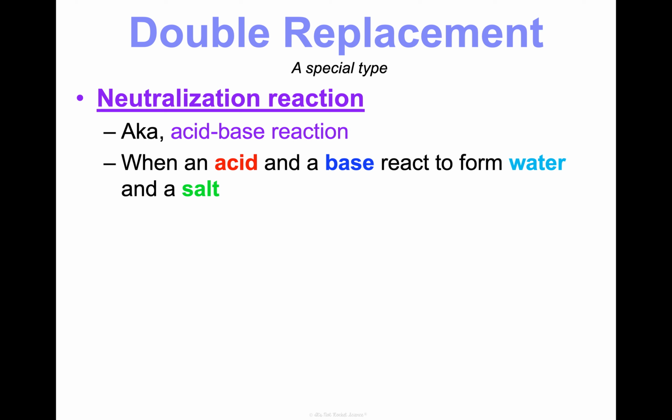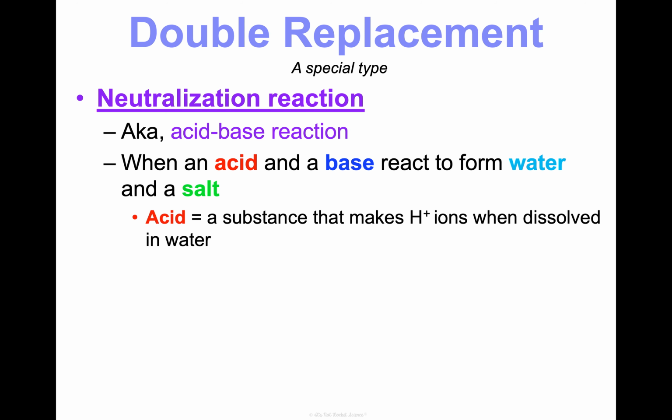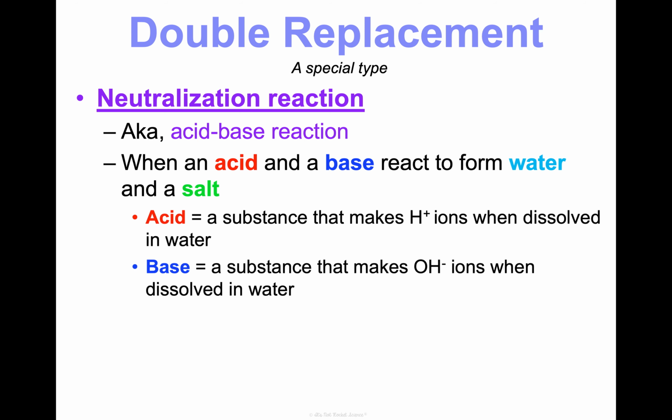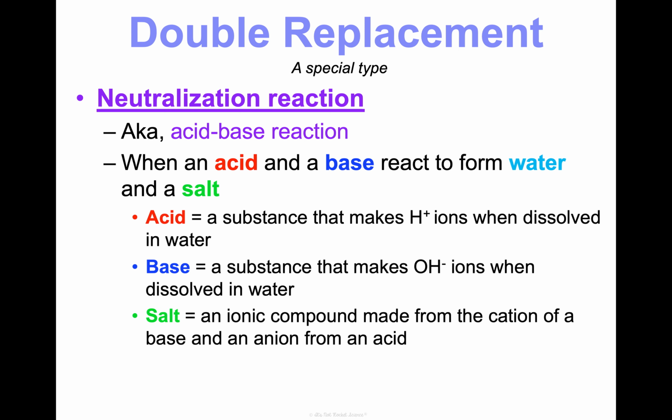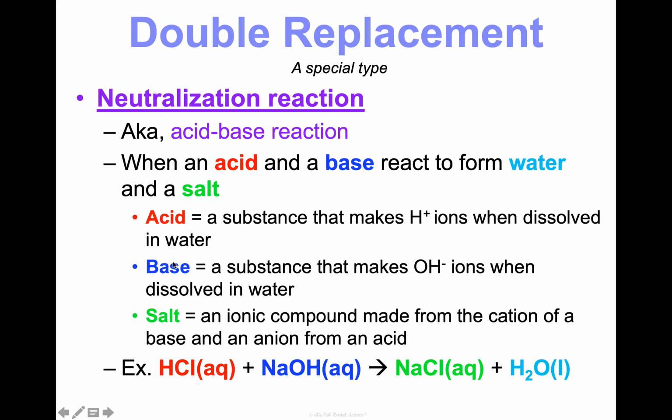One of the things that's kind of tricky about acids and bases is it's hard to define them because different people define them different ways. But I'm going to give you what I think is the simplest definition for our purposes for now, and then we'll dive into this more in Unit 9. For our purposes now, an acid is a substance that's going to make hydrogen ions when it's dissolved in water, and a base is a substance that's going to make hydroxide ions when dissolved in water. And these are also often easy to identify based on the compounds, which we'll look at in just a second. So a salt is an ionic compound made from the cation of a base and an anion from an acid. And then obviously you guys know what water is.